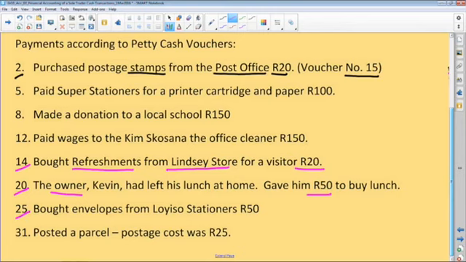We bought envelopes. Remember, envelopes will be stationery. We bought it from Louise Stationers at 50 Rand. And then the last one, the 31st, we posted a parcel, and the postage cost was 25 Rand. Now, how do we finish it? Let's go and look at the answers.